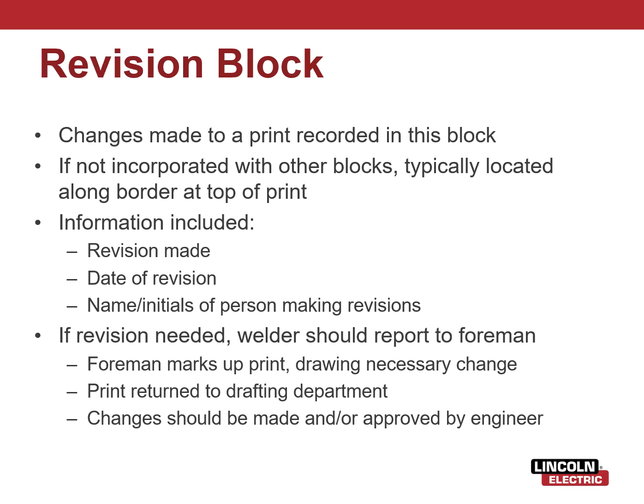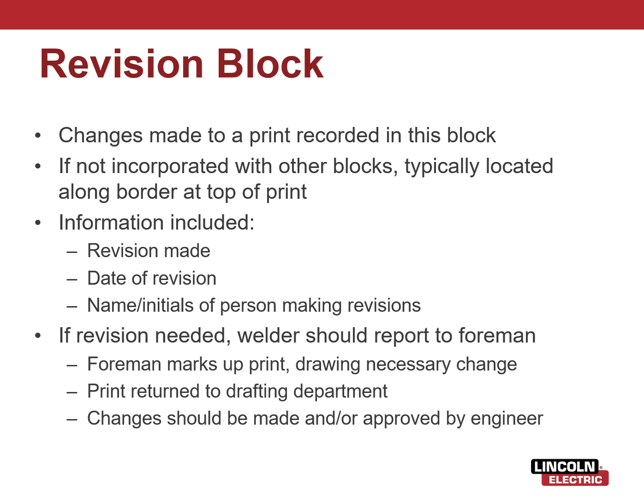Okay, next we have the revision block. So revision block is just any changes that have been made to the print are recorded there. If it's not incorporated with other blocks, typically it's located along the border at the top of the print. So it's not permanently in one spot, so you just got to look for it. It'll be obvious if you find it, because that block is just going to be what revision was made, the date of the revision, and then the initials of the person making that revision.